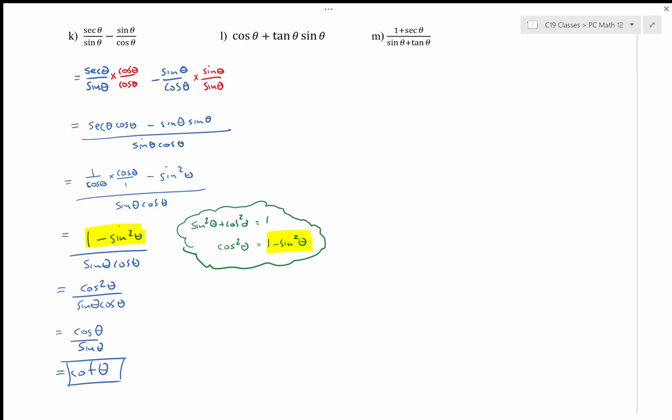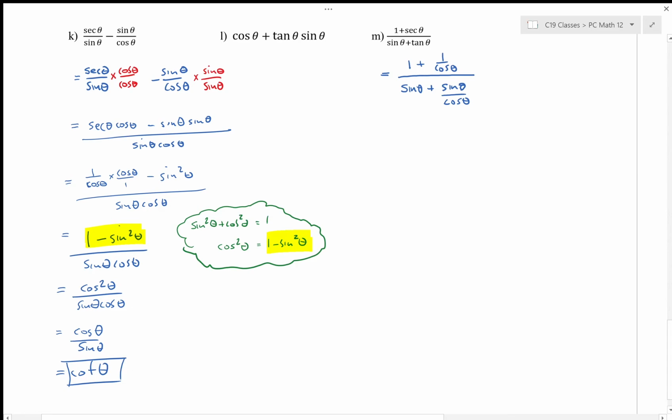Now the very last question I'll do is M. Again, it's got a bunch of stuff going on, so let's do these things. Often what I'm doing is cleaning up numerators and cleaning up denominators before I put fractions together, so you see me do this a lot. So let's make a big fraction bar, and I've got 1 plus 1 over cosine theta. So that's what secant theta is, 1 over cosine theta. The denominator is sine theta plus sine theta over cosine theta.